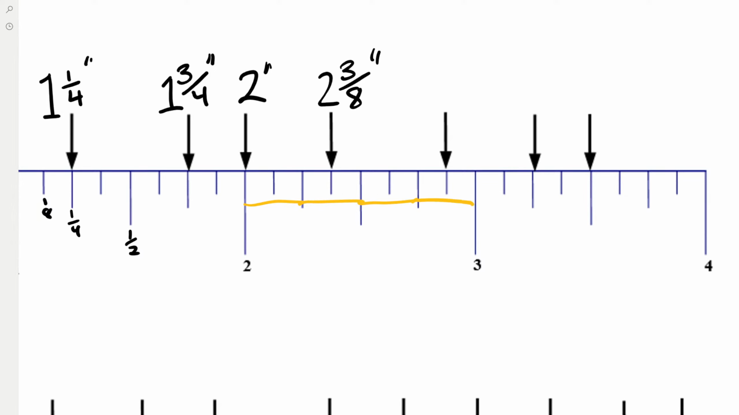This one here, again, I can't just count quarters because I'll sail right by it. 1/4, 2/4, 3/4, 4/4. I can't just count halves, a half full, because I'll sail right by it. So I have to count the eighths. 1/8, 2/8, 3, 4, 5, 6, 7/8. And it's 7/8 past 2 inches. So it's 2 7/8 of an inch.